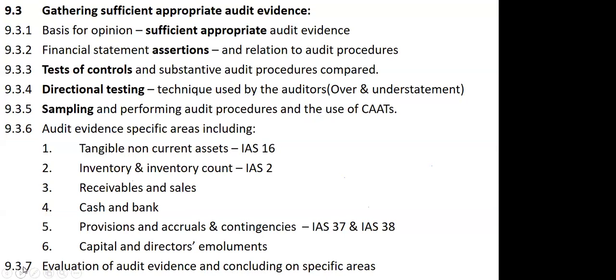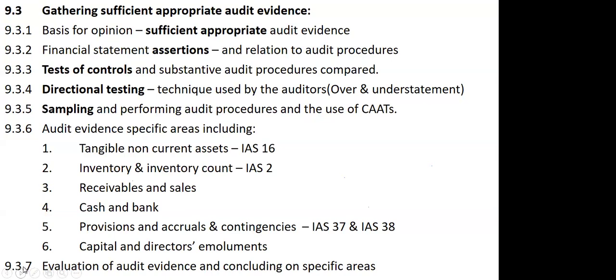A few things we need to know there. We are saying the basis for the opinion is sufficient, appropriate audit evidence. These are two terms. It's not one term. Sufficient in terms of the quantity of evidence obtained, appropriate in terms of the quality of the evidence. It must be relevant to the audit objective that is there.